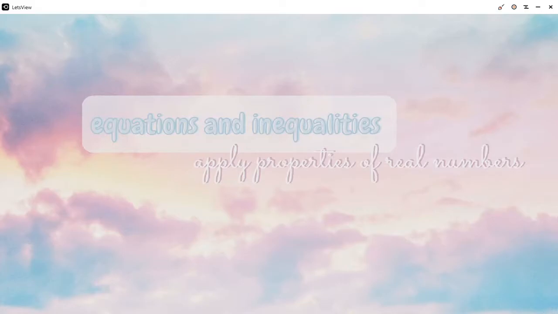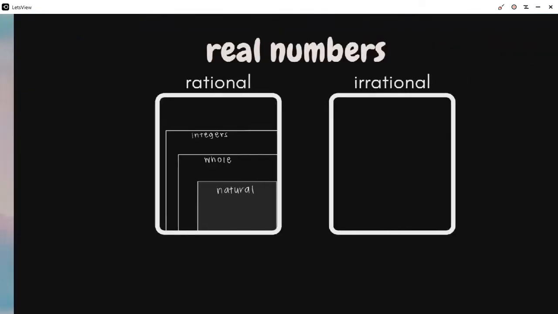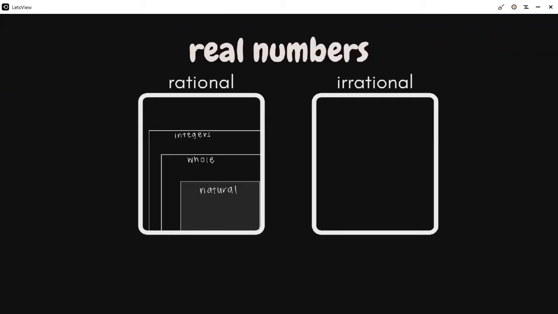Everyone, today I'm going to go over applying properties of real numbers. This is chapter 1, section 1 from the Algebra 2 textbook. So first we're going to define what a real number is. A real number is any rational or irrational number.